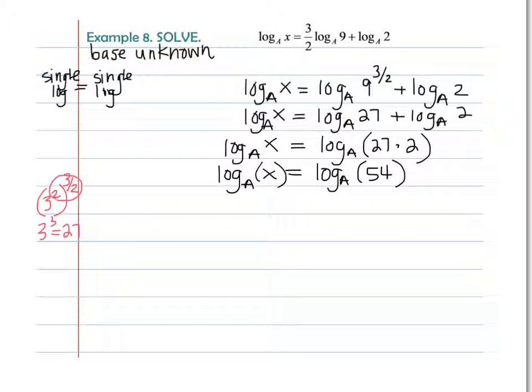So now that was the goal. The goal was to get, like I said, one log on the left-hand side and one log on the right-hand side. So we're saying this log is equal to this log. Well, if they're both the same log, then this x needs to be equivalent to this 54. So we can just take this and set them equal to each other. And we've arrived at our solution. x is 54.